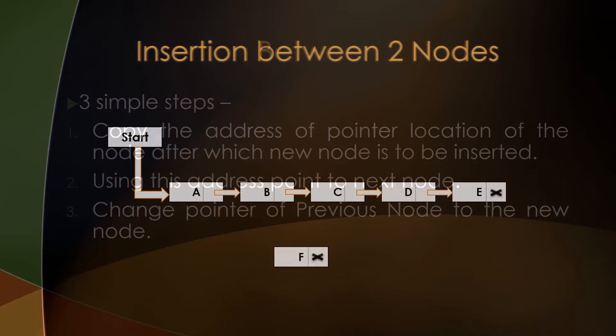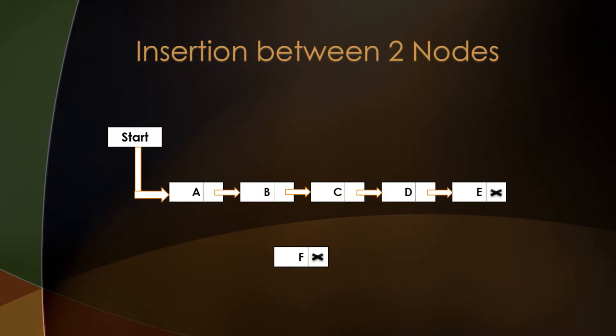Now this might seem a bit confusing as it is written in theory, but we'll take an example to understand better how a new node is inserted between two nodes in a linked list. So let's begin. So we'll be using the same singly linked list to insert a new node, and the new node will be inserted between the nodes B and C. And the new node to be inserted into the linked list is node F.